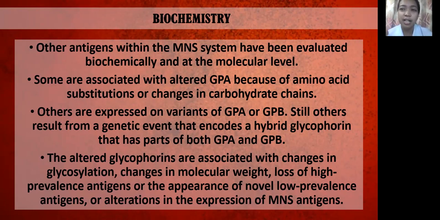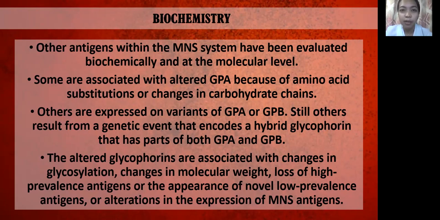Other antigens within the MNS system have been evaluated biochemically and at the molecular level. Some are associated with altered GPA because of amino acid substitutions or changes in carbohydrate chains. Others are expressed on variants of GPA or GPB. Still others result from a genetic event that encodes a hybrid glycophorin that has parts of both GPA and GPB.